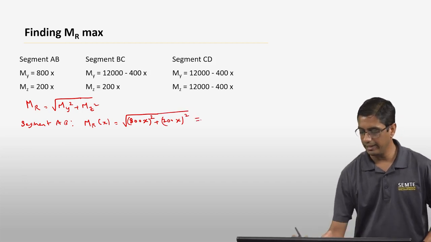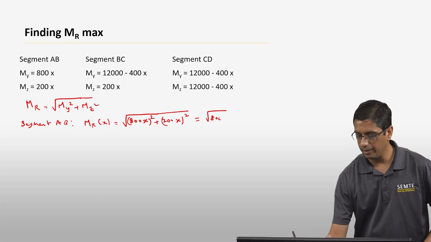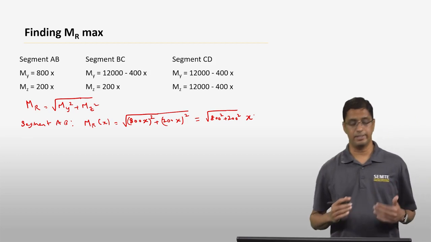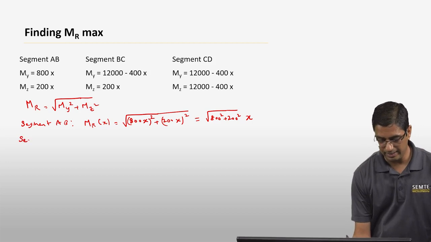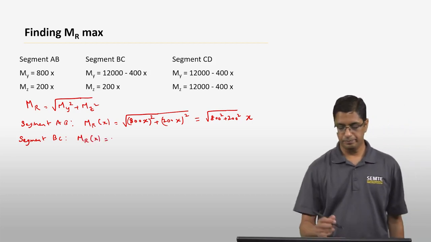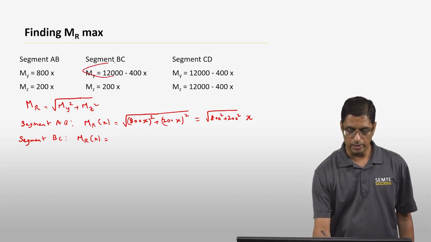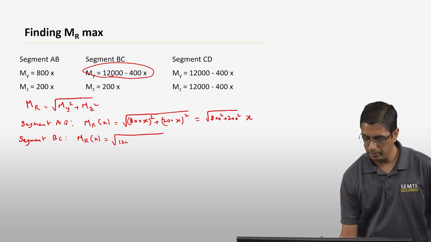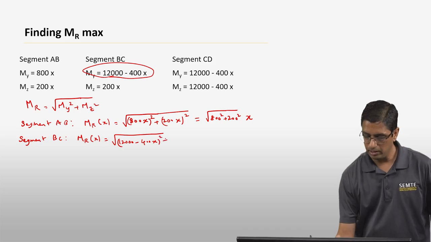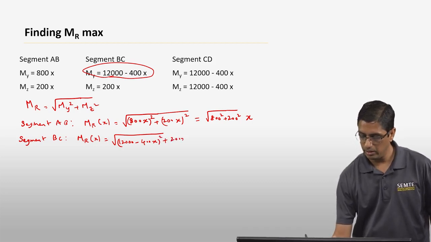And if you take out the x, it's going to be nothing but square root of 800 square plus 200 square times x. Okay, so that is the function MR for the segment AB. Now you can also write this for another segment, say segment BC. Here MR is going to be a little bit different because MY in this case is 12,000 minus 400x. So that is going to be square root of (12,000 minus 400x) the whole square plus (200x) the whole square.